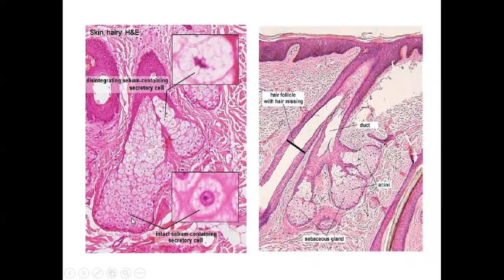So you can see here, this is the intact sebum-containing secretory cell. This is the larger view. This is the disintegrating sebum-containing secretory cell. So you can see here, this is the sebaceous gland. It is associated with the hair follicle, and you can see the duct here.